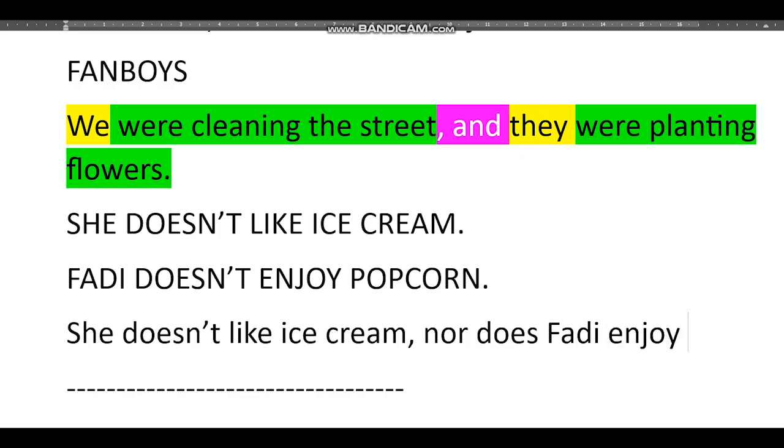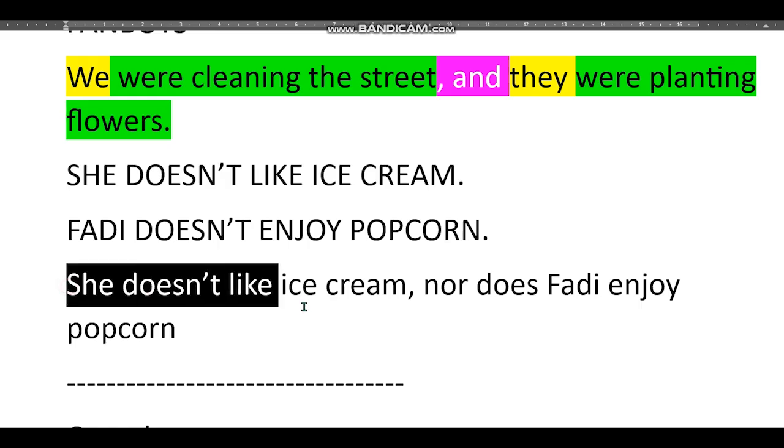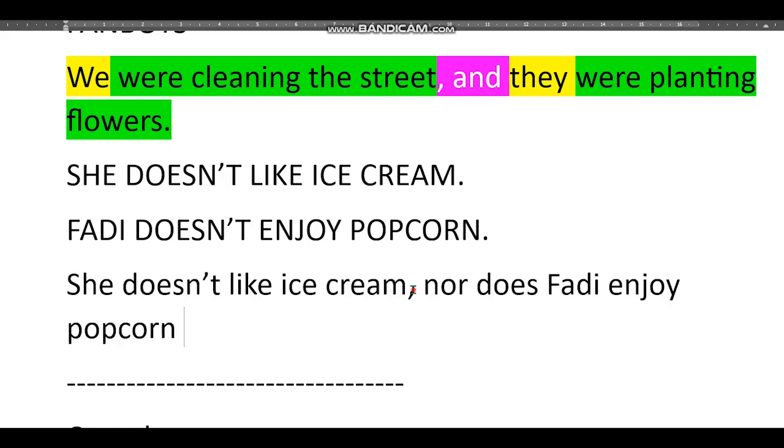enjoy popcorn. So what did we do here? Nor is a special case. So we put the first clause, then we added a comma, then we added the coordinating conjunction, which is nor, then we flipped the verb.